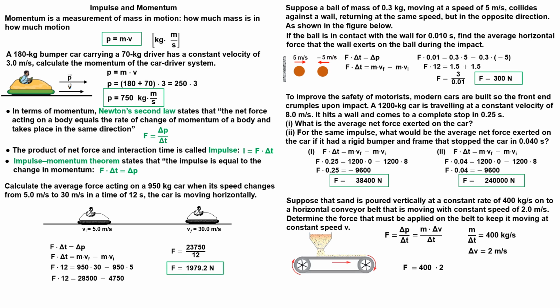This means that the rate of change of momentum of the sand is 800 kilogram meters per second squared. The force exerted on the conveyor belt by the sand is therefore 800 newtons. This force is the frictional force between the sand and the conveyor belt, and it is this force which accelerates the sand to the speed of the conveyor belt.